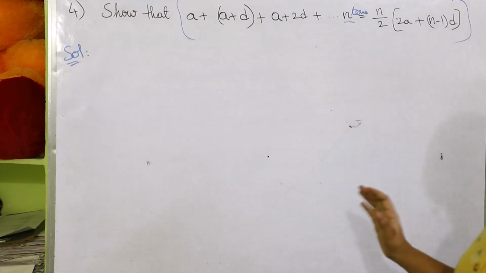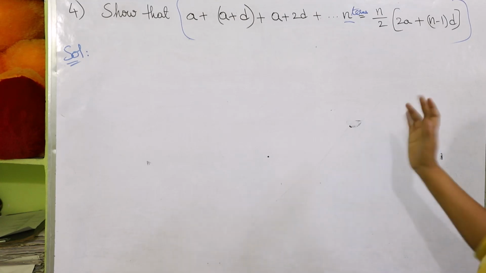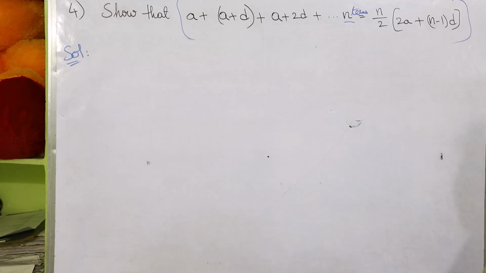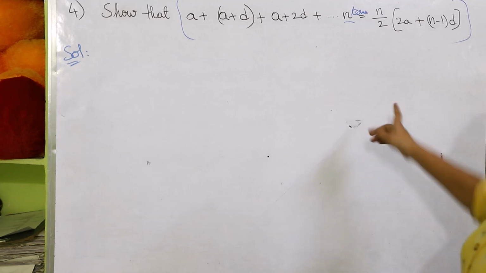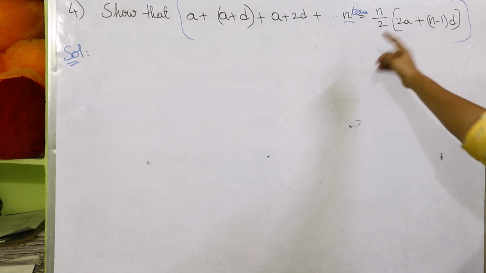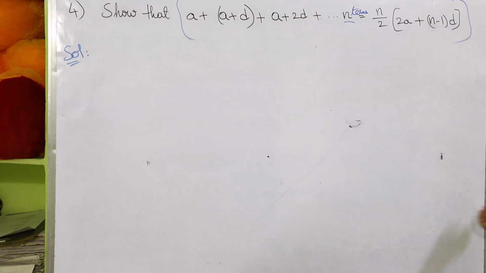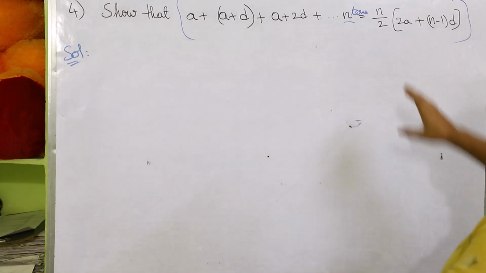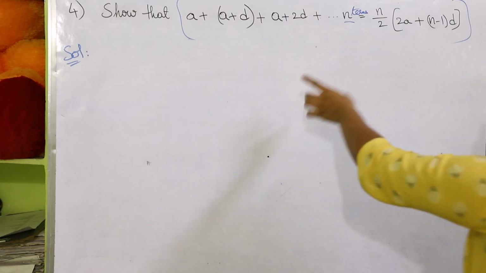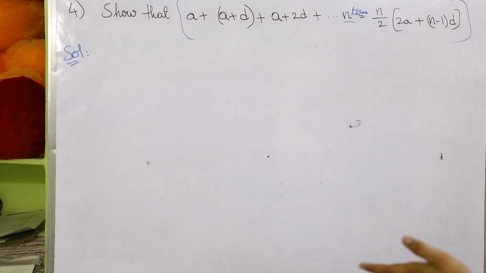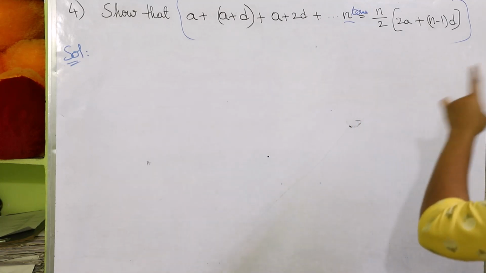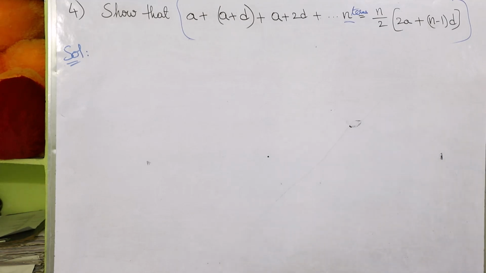You have to show that a plus d plus a plus 2d plus a plus 3d plus a plus 4d plus 5d, and so on till n terms, is equal to n by 2 into 2a plus n minus 1 into d. Guys, this is the given equation: a plus d plus a plus 2d plus a plus 3d plus a plus 4d till n terms equals n by 2 into 2a plus n minus 1 into d.